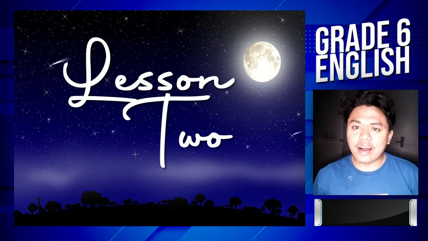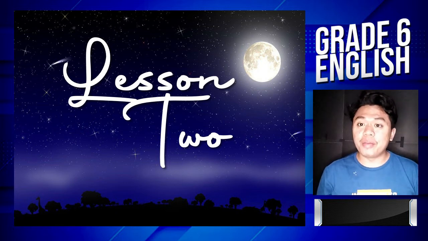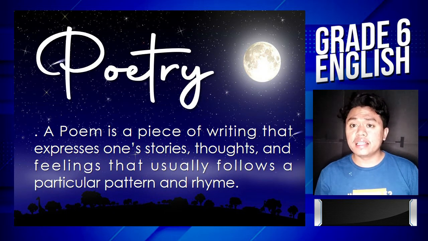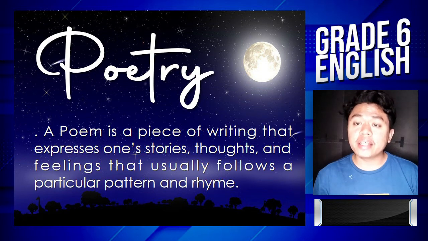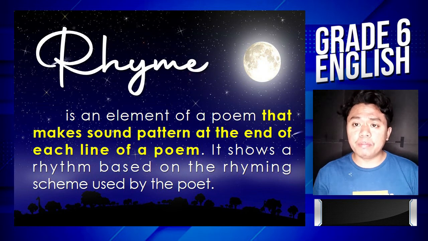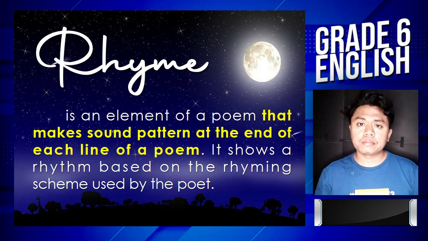Today, we talk about poetry. The literature Invictus that we have just read is an example of a poem. A poem is a piece of writing that expresses one's stories, thoughts, and feelings that usually follows a particular pattern and rhyme. A rhyme is an element of a poem that makes sound patterns at the end of each line.